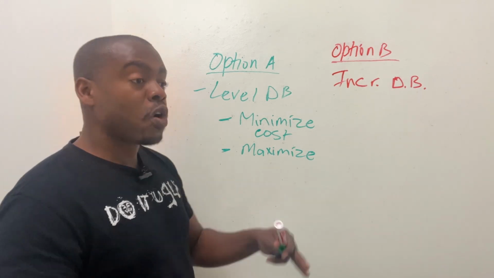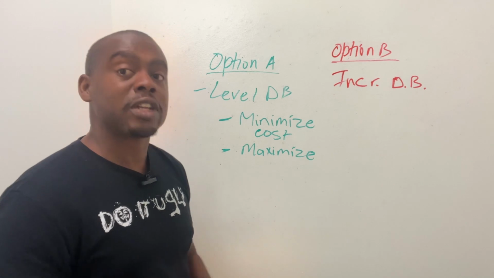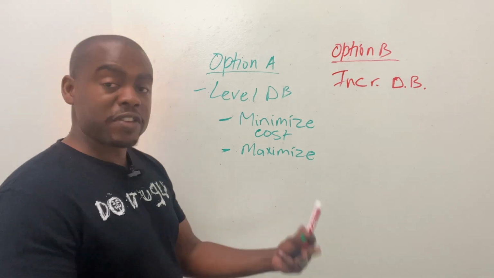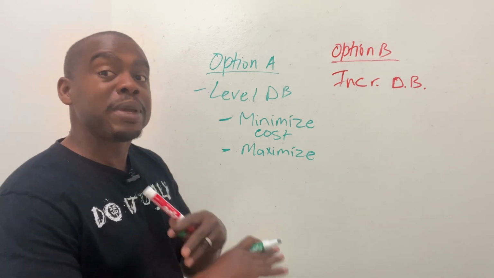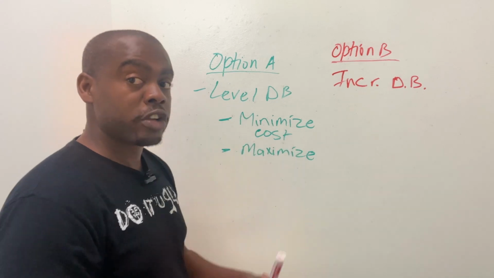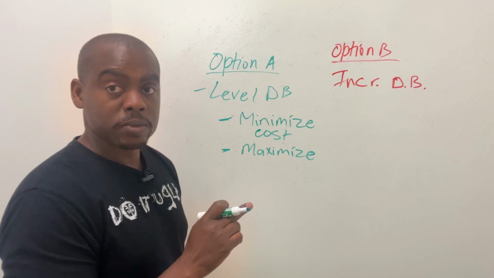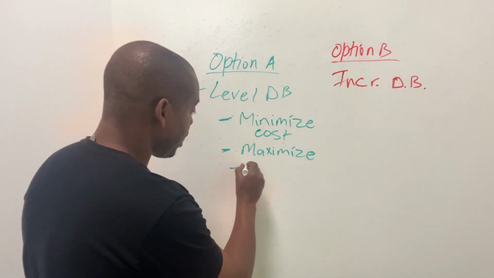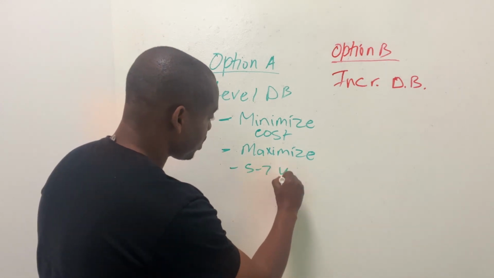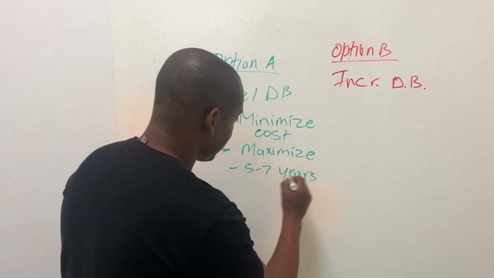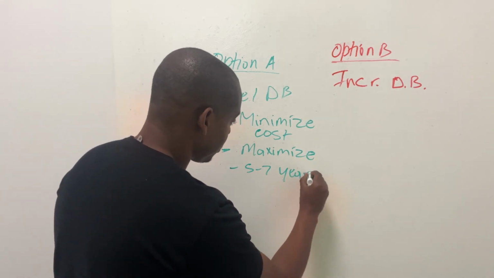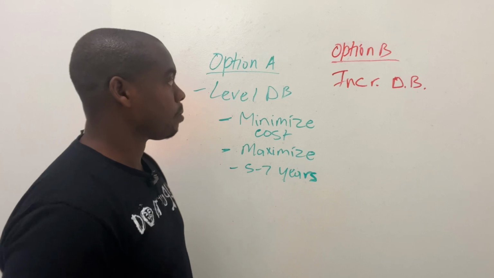So if you're going short-term payment, like 5 years or 7 years, being done with your premium within a short term, level death benefit is the one to choose. Let's say you're paying it within 5 to 7 years, I would say go with level death benefit.